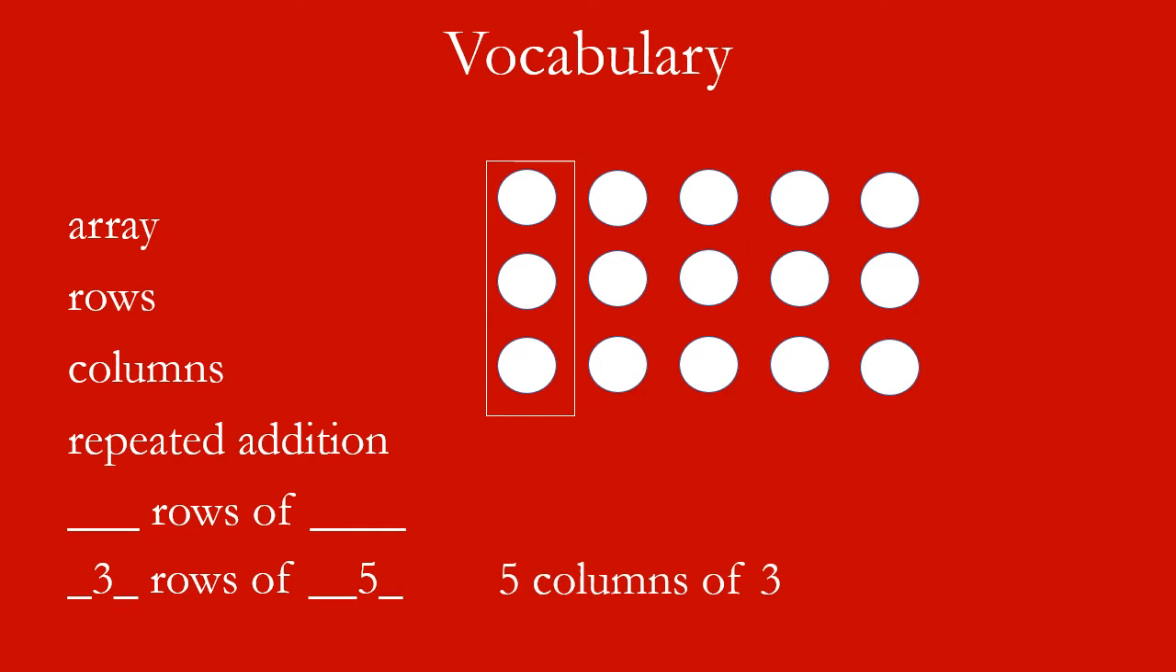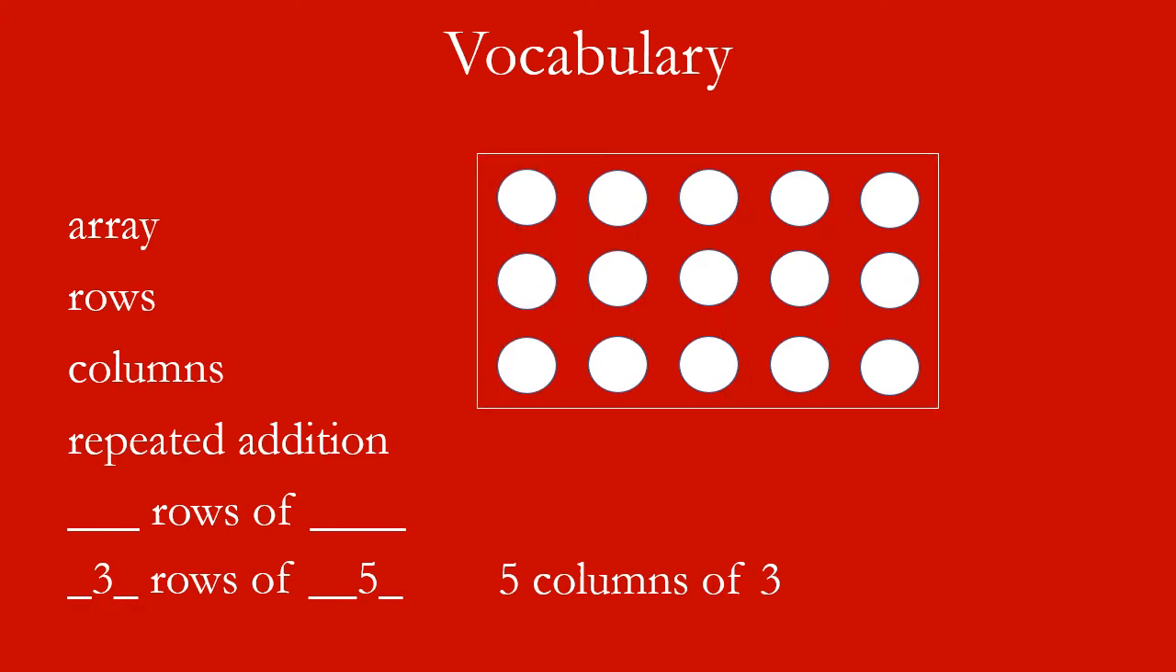Now we could also say five columns of three, like this. There's one, two, three, four, and that's five. Five columns of three. And all of that makes our array.